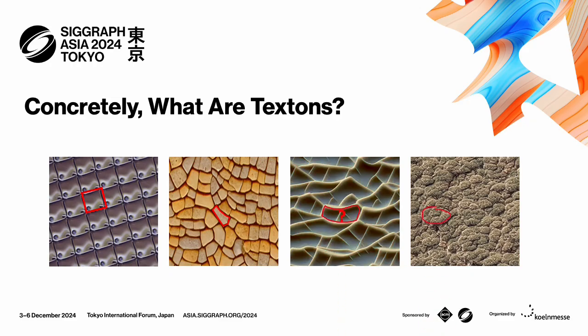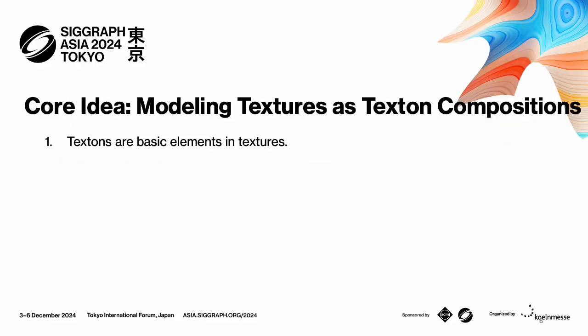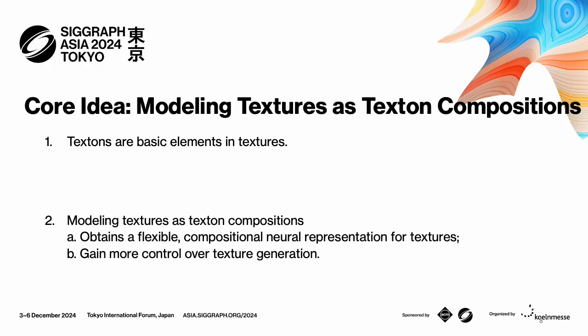Finally, in the fourth texture, with its high level of stochasticity, identifying taxons becomes even more ambiguous. So the key idea is to recognize the taxons that form the building blocks of a texture's appearance and model textures as taxon compositions. Through this modeling, we obtain a flexible, compositional neural representation for textures and gain control over texture generation at a fundamental level.